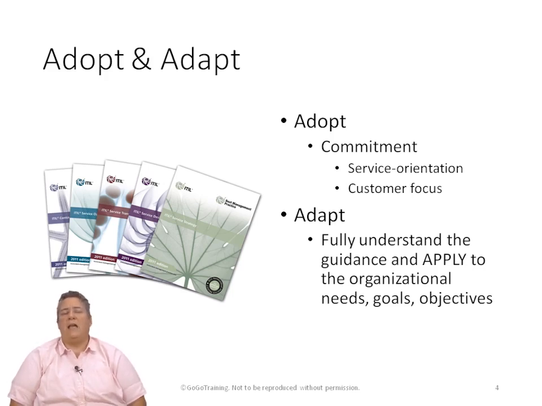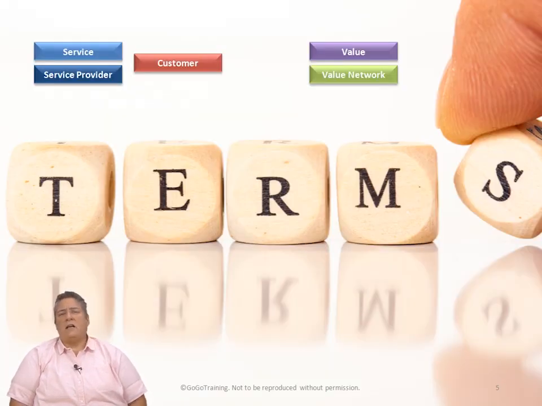So we're going to adopt and adapt this information. That's a very key phrase. It is very testable. Be sure that you understand those two concepts. The next set of concepts is really a set of terms, most of which you have had at the foundation level, but we're going to review all five. So we have service, service provider, customer. You should know what those are already. We also have the concept of value, which you certainly should know, and a new concept of a value network. So let's just go ahead and jump right into those.